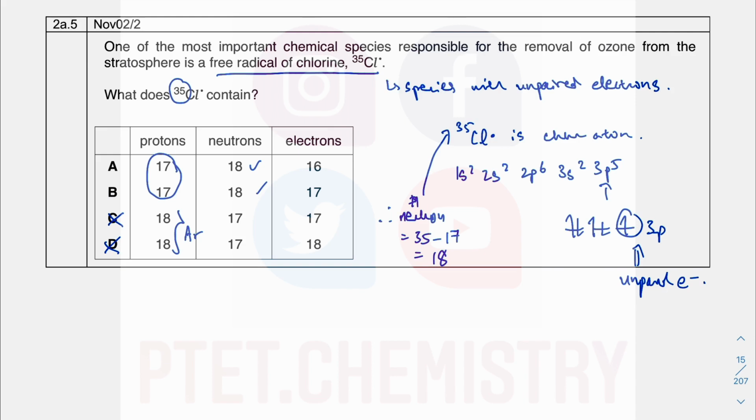So no difference there. In terms of the electrons, do you see how this radical has no charge? If it has no charge, the number of protons equals the number of electrons. Since you have 17 protons, it must be 17 electrons as well.